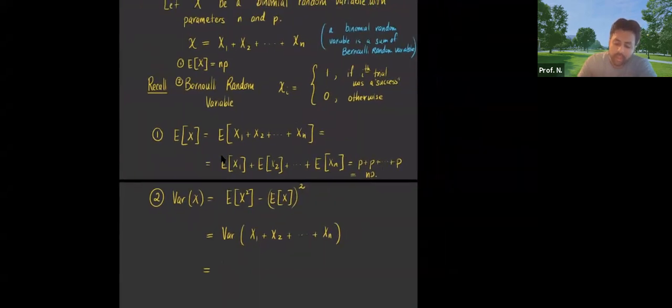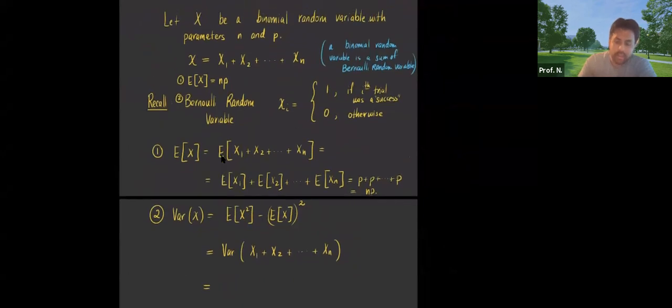And one thing that is embedded in this is the idea of independence. X of 1, X of 2, X of n, they're independent events or random variables. They don't affect one another. That's what happens when you have a binomial random variable.